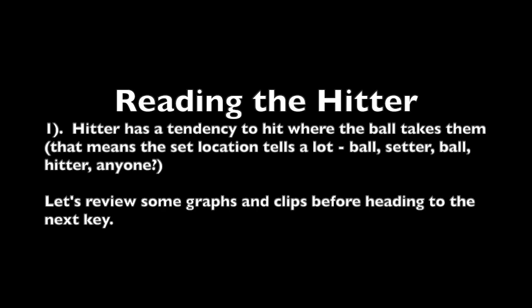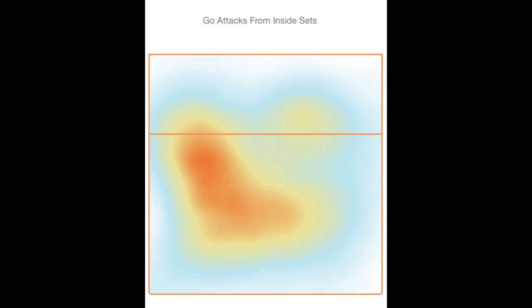So number one, a hitter has a tendency to hit where the ball takes them. That means the set will determine where the ball is going to go in a lot of cases. So this first one here, you look at a go attack. It's what we call a heat map. Go attack. It's an inside set.